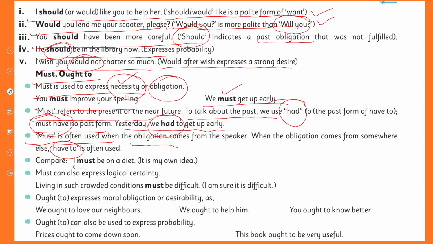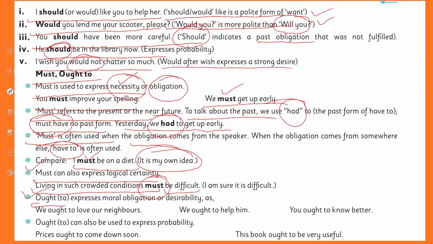Now, I must be on a diet. Must can also express logical certainty. You are giving your own idea so that you are the speaker, and it depends on you how much emphasis you put on the sentence. Must can also express logical certainty. Living in such crowded conditions must be difficult. It means it is very difficult.